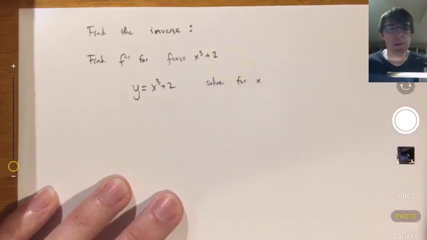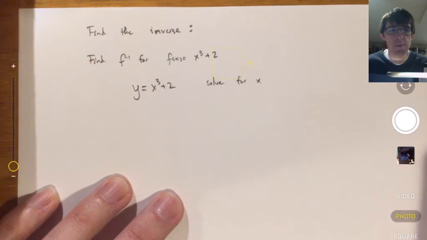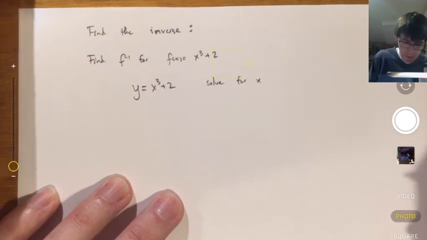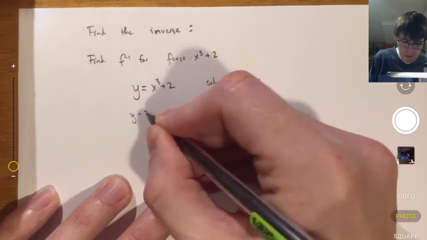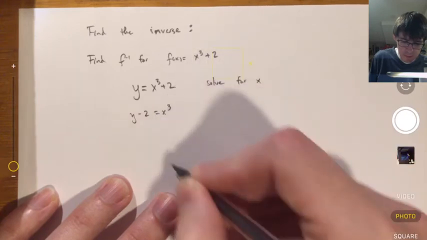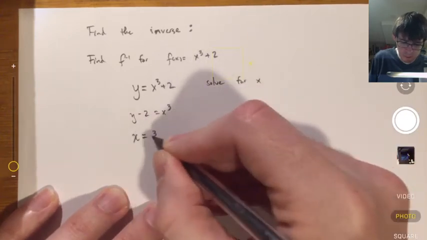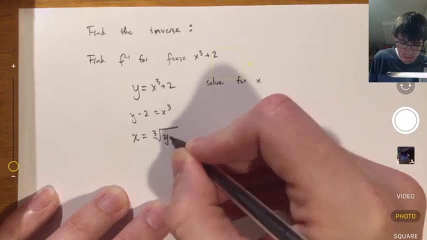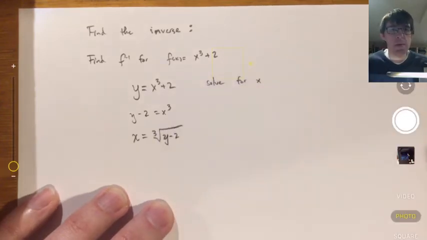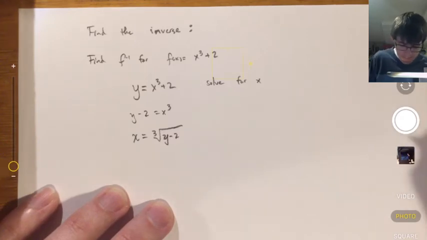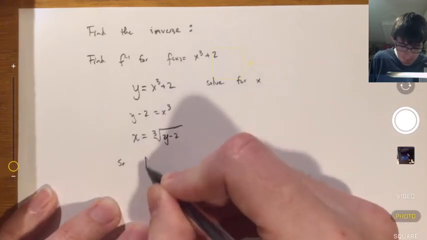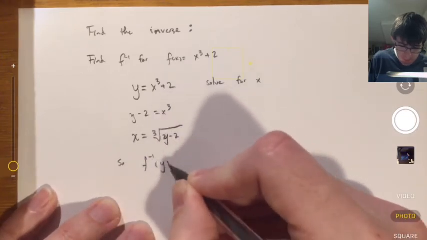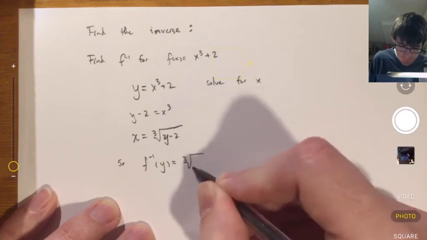In this example, I would solve for x by, first of all, subtracting the 2. It says y minus 2 equals x cubed, and then I take the cube root to solve for x. x equals the cube root of y minus 2, right? This is basically the answer. This is what the inverse function is. I will write it as a function like this: f inverse of y equals the cube root of y minus 2, right?